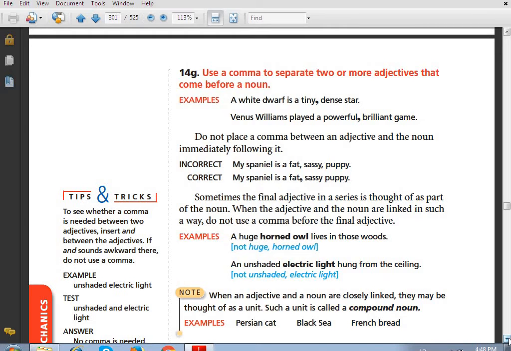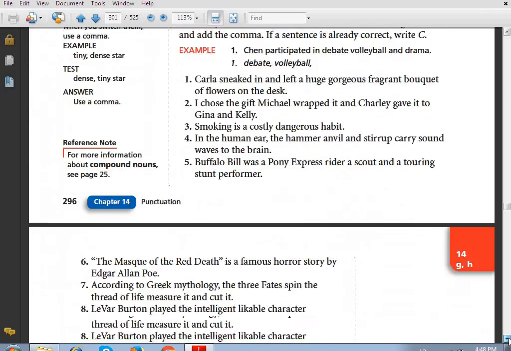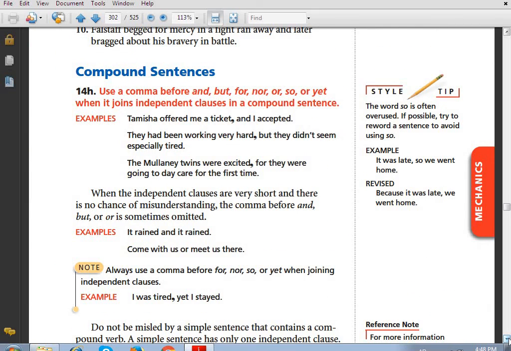Now let's go to another point. The compound sentence. Use a comma before a coordinating conjunction. In a compound sentence, of course, use a comma before a coordinating conjunction: and, but, for, nor, or, so, yet. FANBOYS, I think you remember. When it joins independent clauses in a compound sentence, guys, I think you know it well, and we explained it before.